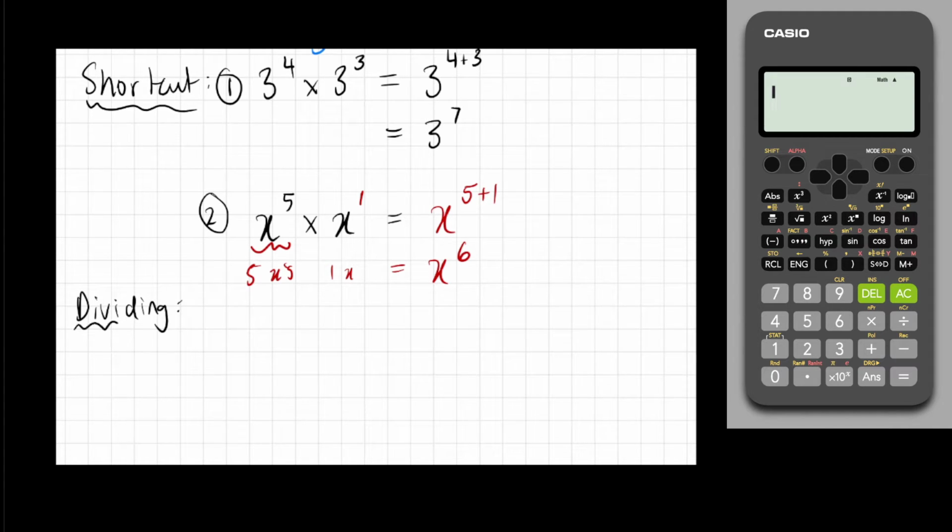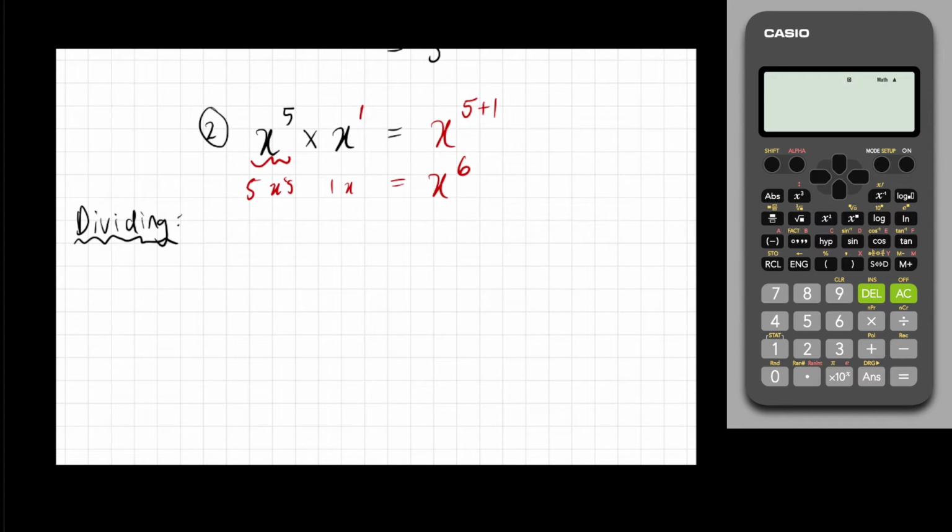Okay, dividing is pretty similar in the sense that we're going to essentially do the same thing, but with a minor little twist, okay? So let's start off with this problem: 7 to the power of 9 divided by 7 to the power of 5. Well, how can we write this another way so it's a bit easier to solve?